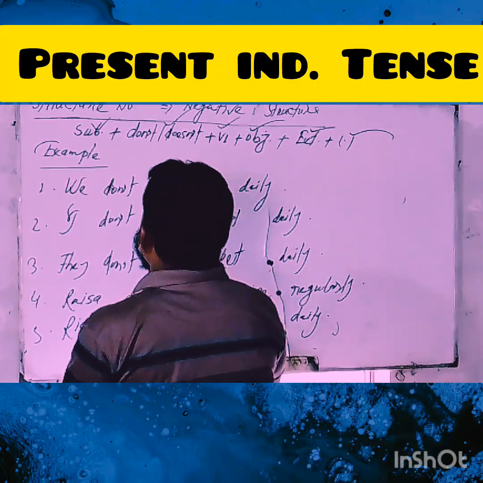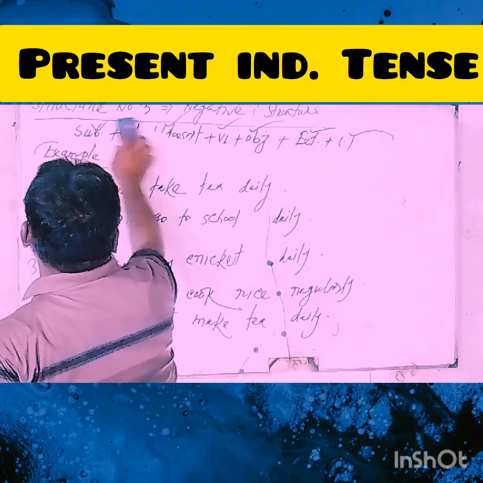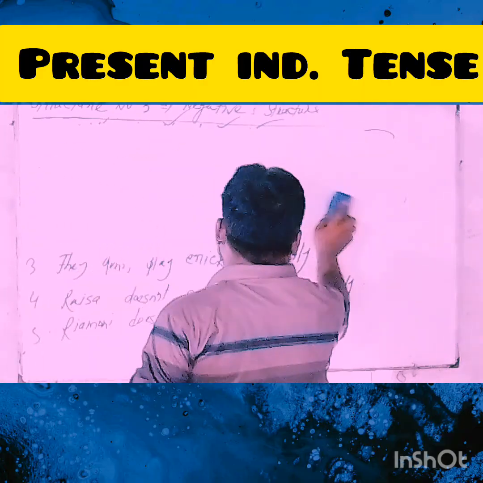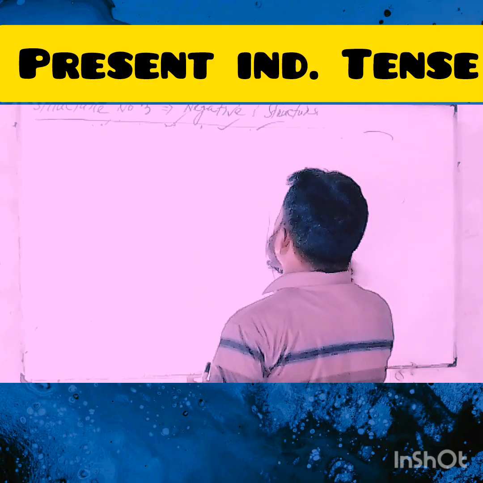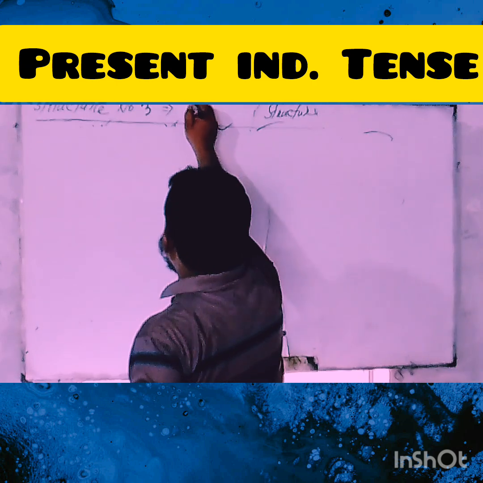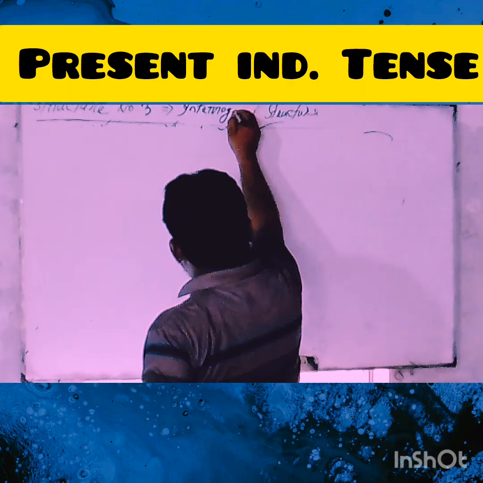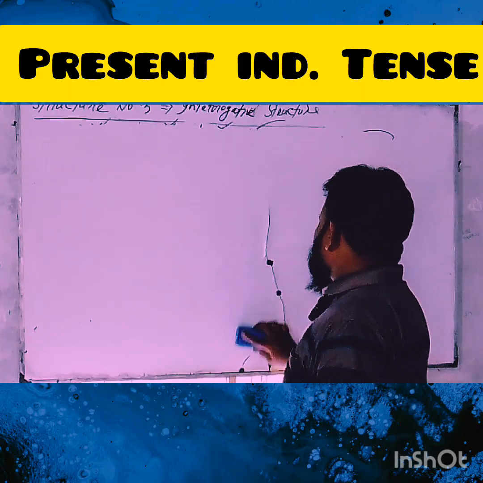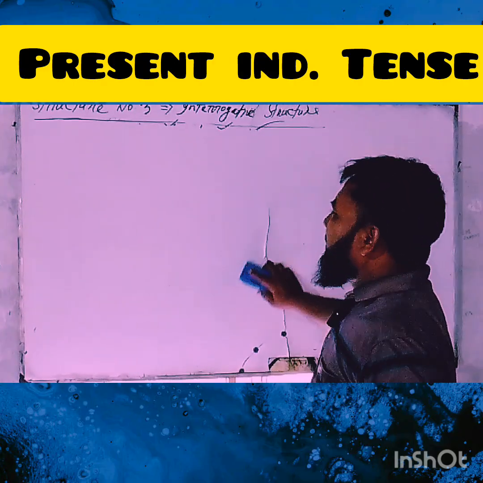So now I'm trying to clarify structure number three. You'll have to mind that, my dear learners, every tense has five categories of structure. Structure number one is called affirmative structure. Structure number two is called negative structure, and structure number three is called interrogative structure. My dear learners, when you are going to form an interrogative sentence, you have to use this structure.